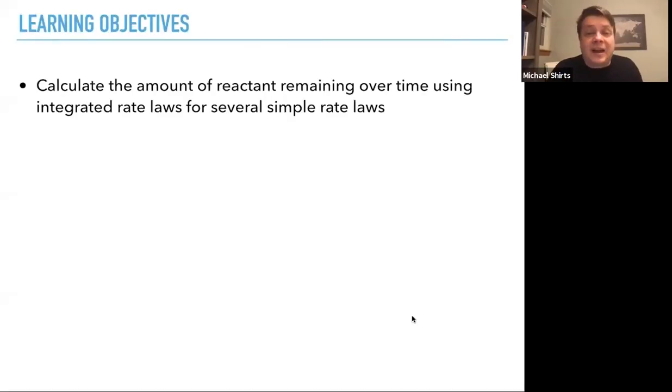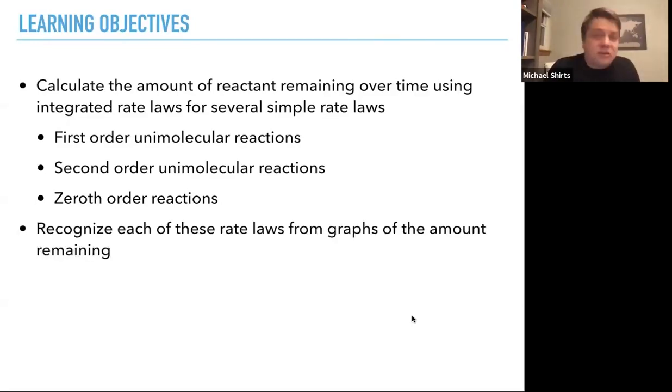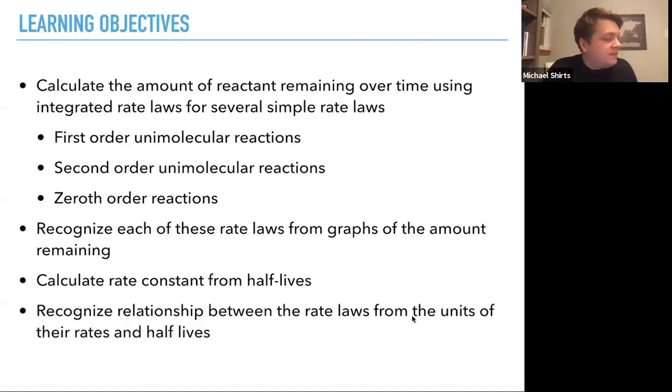So the learning objectives for this segment are going to be: calculate the amount of reactant remaining over time using integrated rate laws for several simple rate laws. We won't cover everything, but we'll cover the most important cases: first order unimolecular reactions, second order unimolecular reactions, and zeroth order reactions. The goal is to recognize each of these rate laws from graphs of the amount remaining, calculate rate constants from half-lives, and recognize the relationships between the rate laws from the units of the rates and their half-lives.